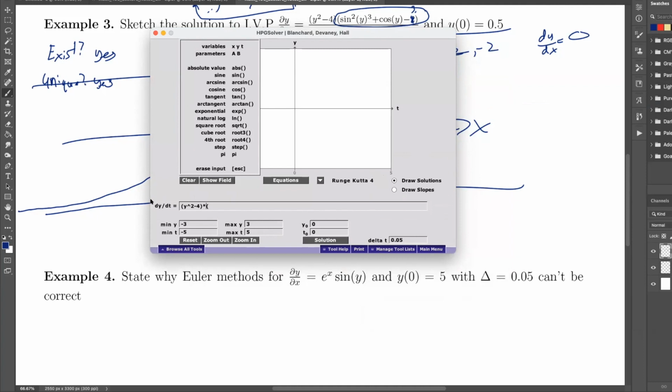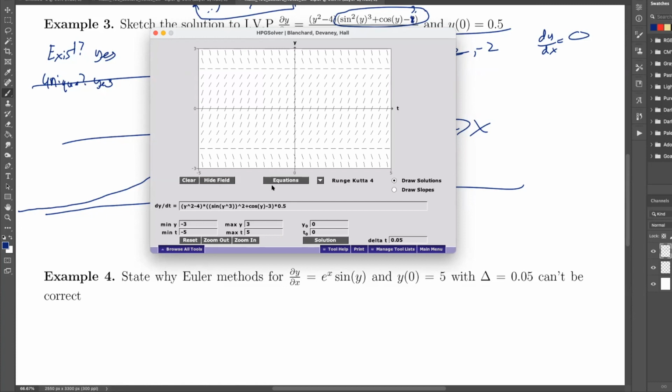It doesn't recognize that sign. I don't buy it's going to do that correctly. So let me do it this way. And then I'm just going to multiply by 0.05. Yeah, so say show field. Ta-da. So here's our field.